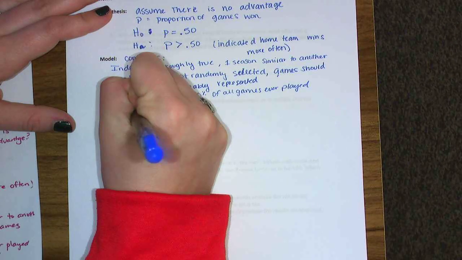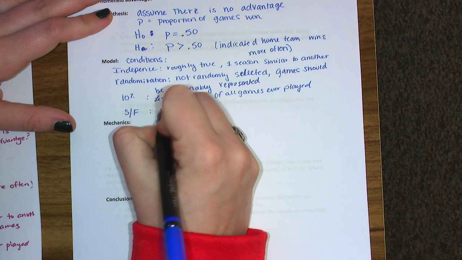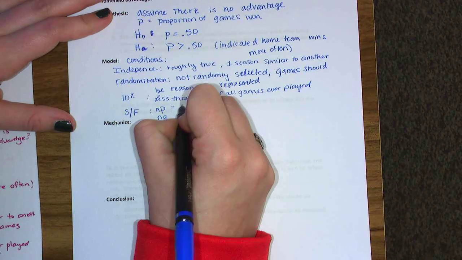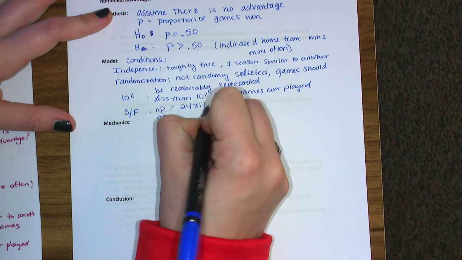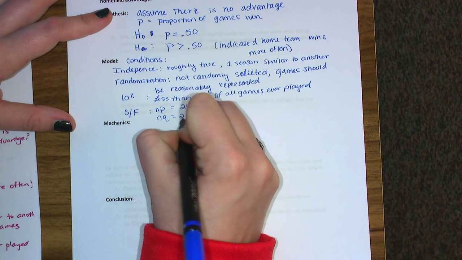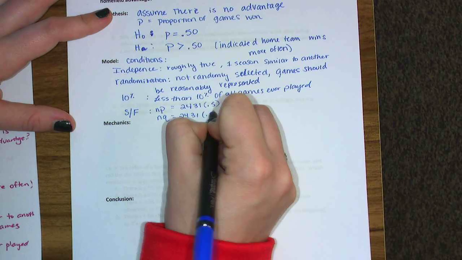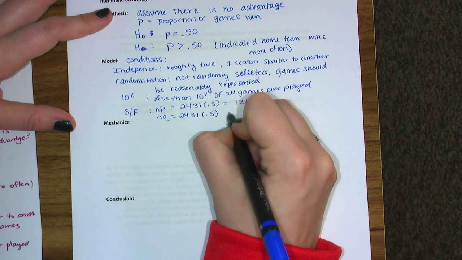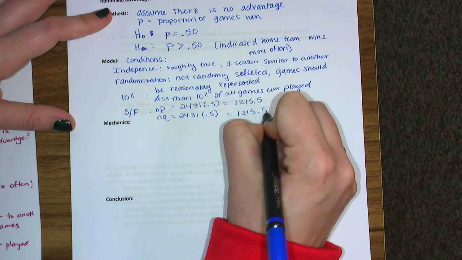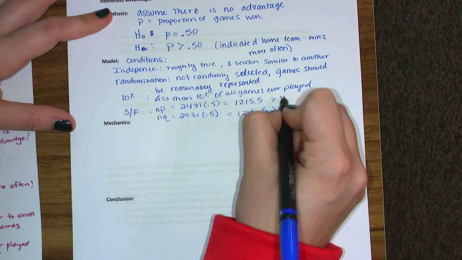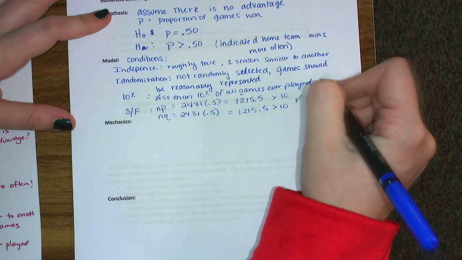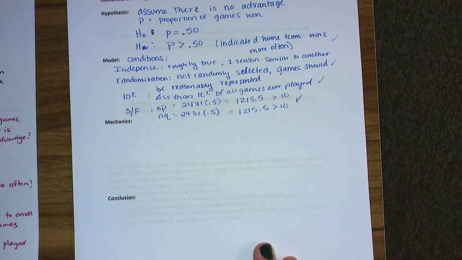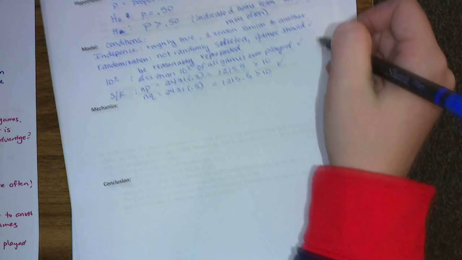And success-failure, we really shouldn't have to worry about this a whole lot, but our np and our nq, 2431 times 0.5, 2431 times 0.5, and these are both 1215.5, and both of those are greater than 10, so we satisfy that condition. So we can say we technically satisfy all 4 conditions.